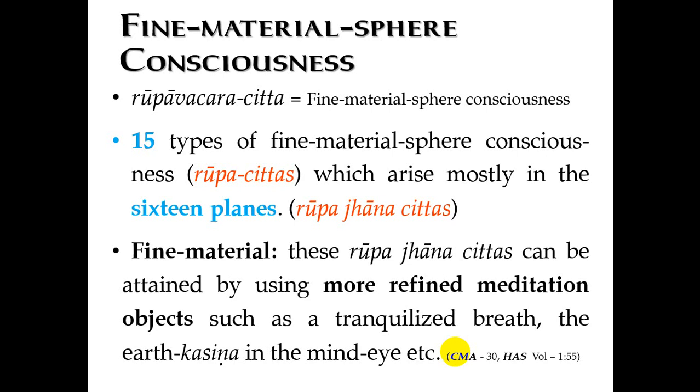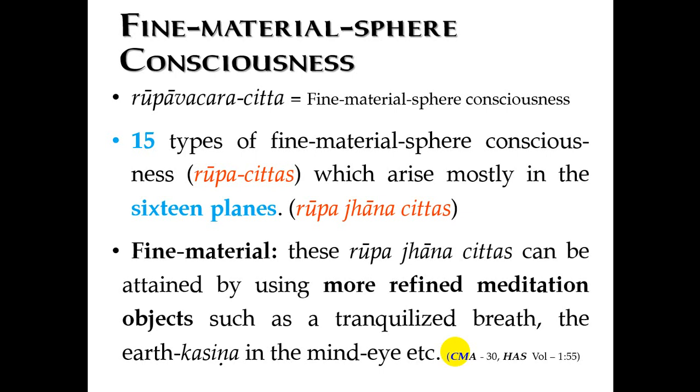Actually, at the earth level, it is material form, right? But when you close your eyes, at first you may still see the material form, the earth. But as you go along practicing, in the end the earth and clay disappear, just a shiny kasina appears. So it becomes very refined, right? Therefore, it is called fine material.